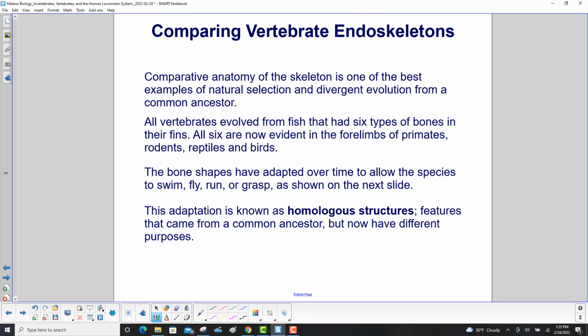Comparative anatomy of the skeleton is one of the best examples of natural selection and divergent evolution from a common ancestor. All vertebrates evolved from fish that had 6 types of bones in their fins. All 6 are now evident in the forelimbs of primates, rodents, reptiles, and birds. The bone shapes have adapted over time to allow the species to swim, fly, run, or grasp, as shown on the next slide. This adaptation is known as homologous structures, features that came from a common ancestor but now have different purposes.